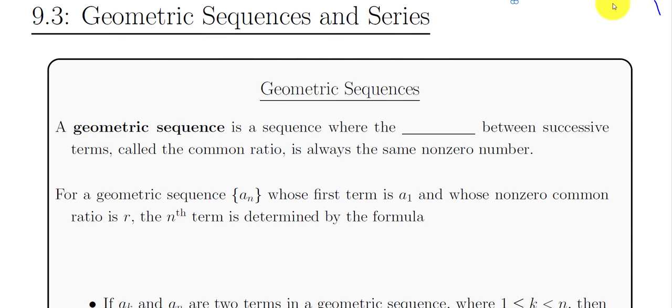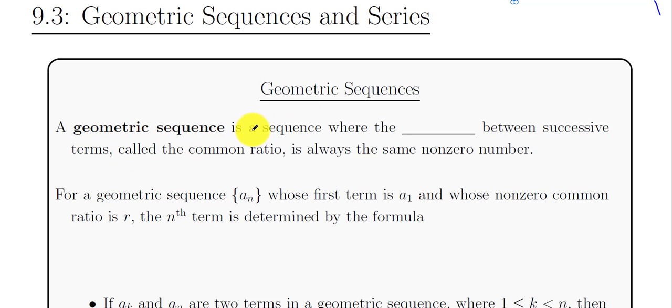Hi, in this video we are going to learn about section 9.3, geometric sequences and series. In the last section, 9.2, we saw that when we subtract two successive terms we get a common difference, the same value if we take the next term and subtract the current term. Sometimes we don't get the same value, and we may have something called a geometric sequence.